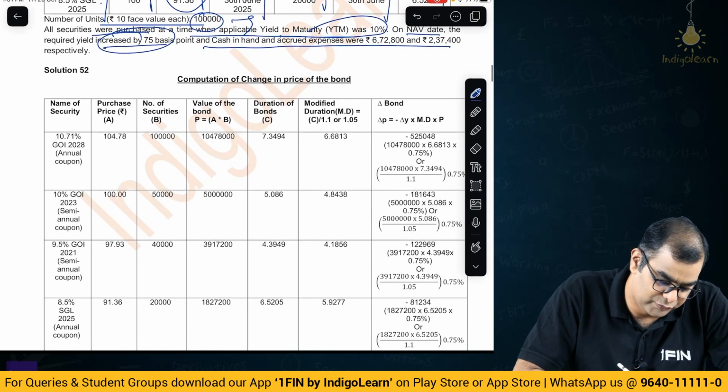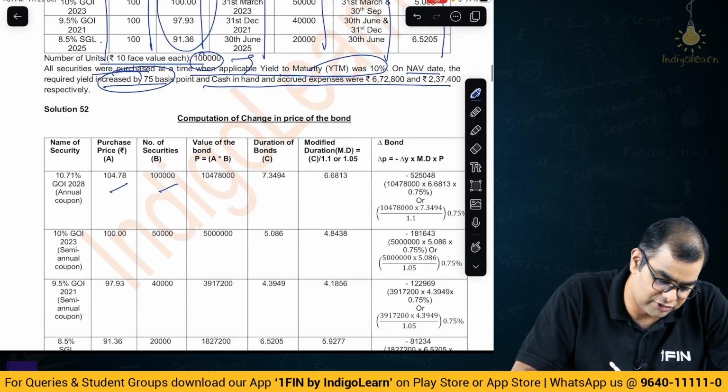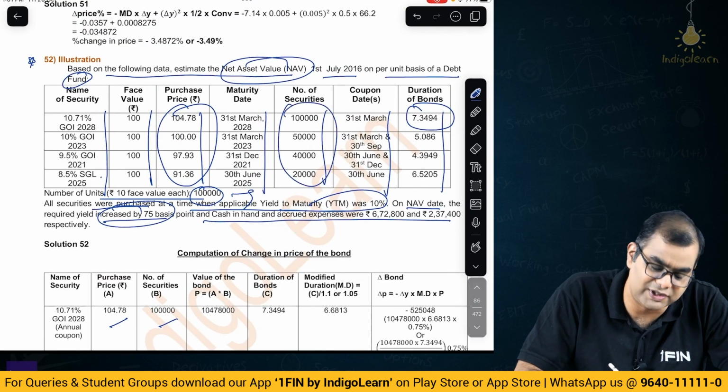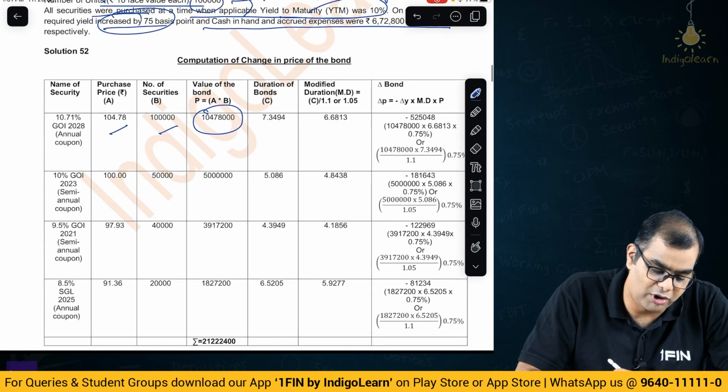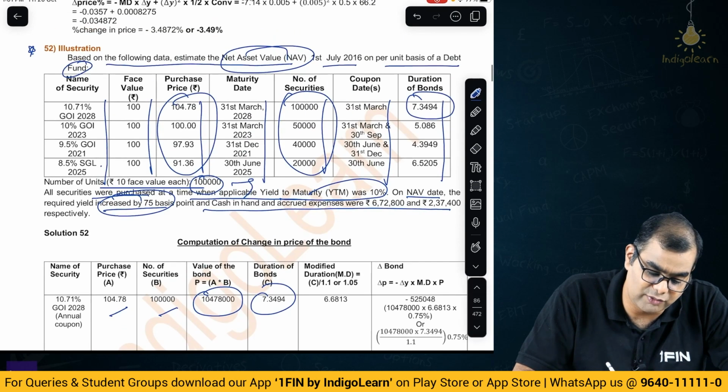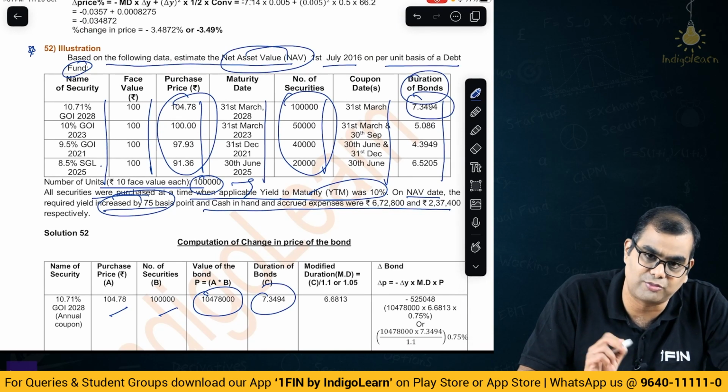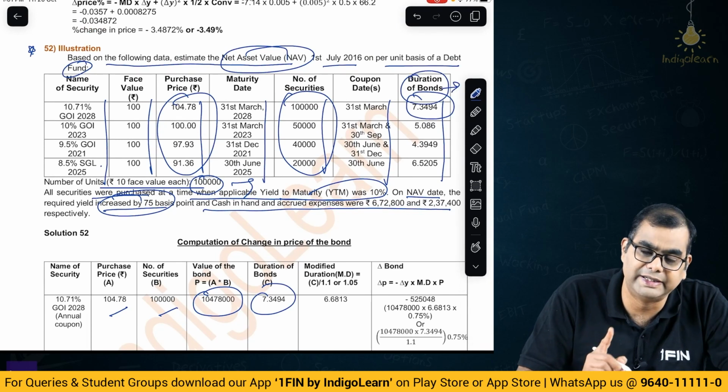So, what you do is, you have this purchase price and number of securities. Each place they have given the number of each bond, the number of securities. You know the total value. For each bond, you know the duration. And what is modified duration? The duration they have given is Macaulay duration. So, modified duration is this divided by yield factor.